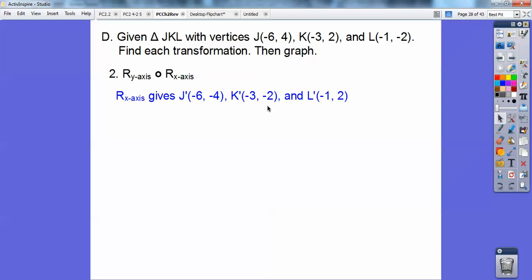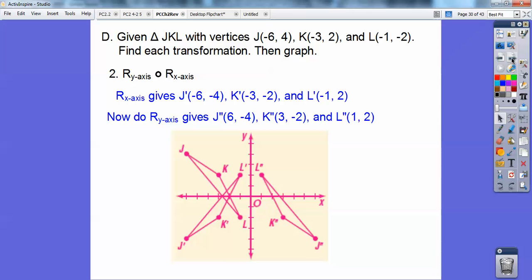So there it is, rotated about the x-axis. Now I'm going to rotate it about the y-axis. That means change all the x's. So here's J prime and here's J double prime. We did that, and now we're going to graph those, and there it is right there.